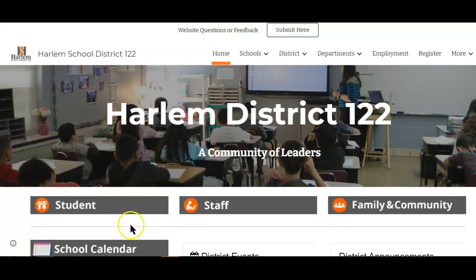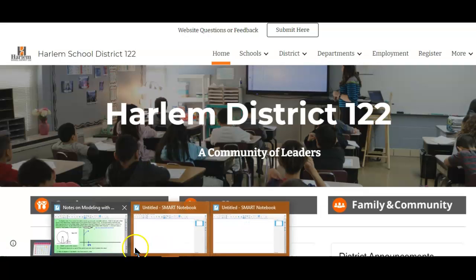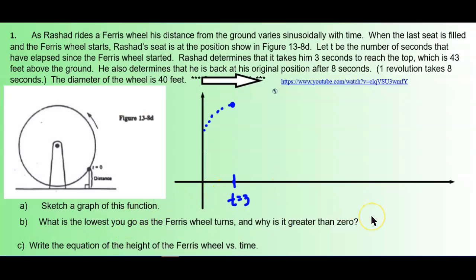So, the idea is that it's going to go up like it did here, and then it's going to go down, and then it's going to go back up, and then back down. And it's never going to hit the ground. If Rashad's seat hit the ground, he might hurt his legs or lose his legs. I don't know.